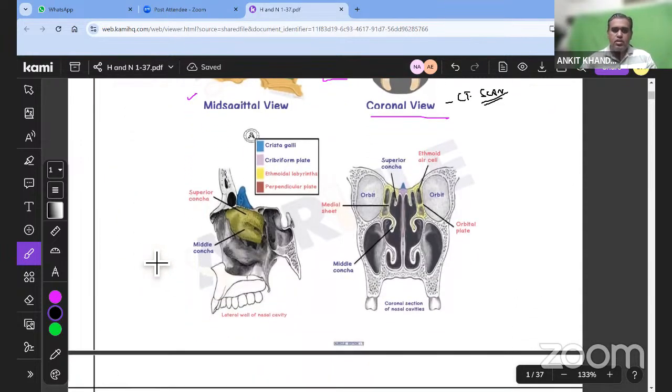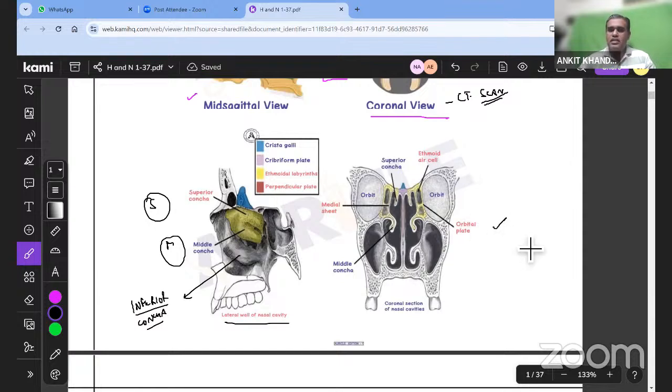As you go down, you also see the lateral wall of the nasal cavity. We said there are two conchae or turbinates, so we have a superior and a middle concha over here. What is this over here? This is our inferior concha or turbinate, same thing. Remember, it is a separate bone. It is not a part of the ethmoid bone. Same over here, you can see a coronal section of the nasal cavities. These are the conchae.